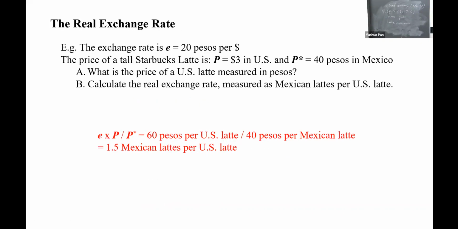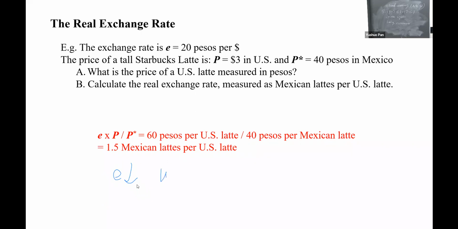In the last example, like in this one, if the real exchange rate is 1.5 Mexican lattes per US latte, then what does depreciation mean? Depreciation means E is going to decrease for US dollars, right? Remember, for E, the exchange rate is $1 worth how much of foreign currencies. If E decreases, which means there is a fall of US dollars. For the same amount of US dollars, you can only buy fewer foreign currencies, which means the price for the United States, or the products in the United States, is going to be cheaper, which means going to buy more US goods and buy fewer products from others.